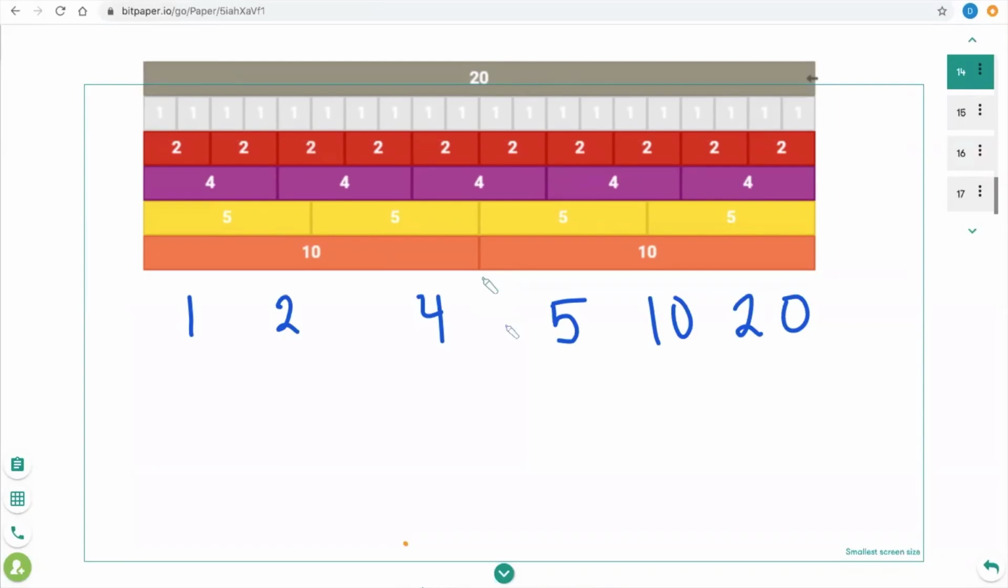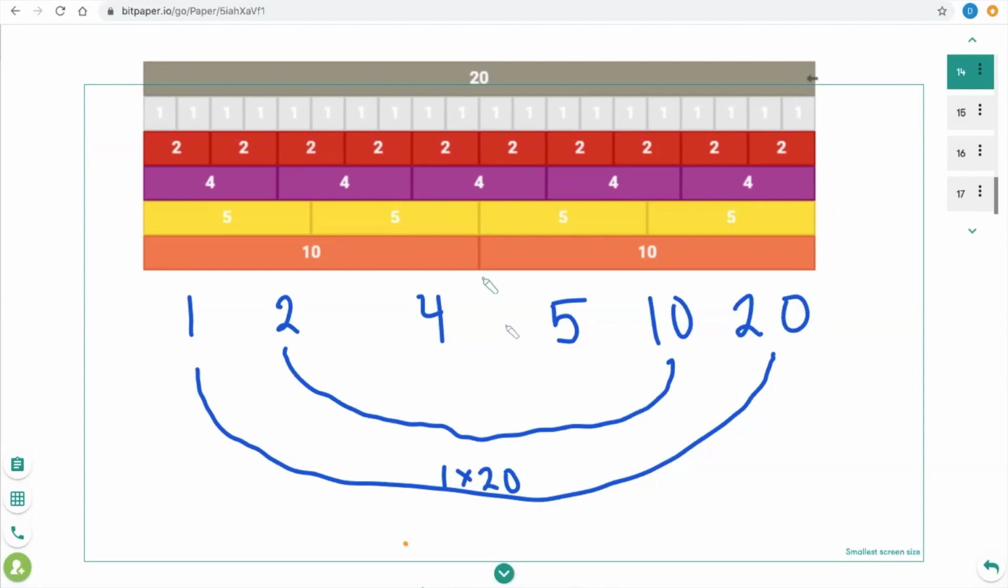All right, so if we just kind of connect these numbers here together, we can connect 1 and 20, and we say that 1 times 20 is 20, so 1 and 20 are factors of 20. We can also multiply 2 and 10, so 2 and 10 are factors of 20. And last but not least here, we have 4 times 5 is equal to 20.